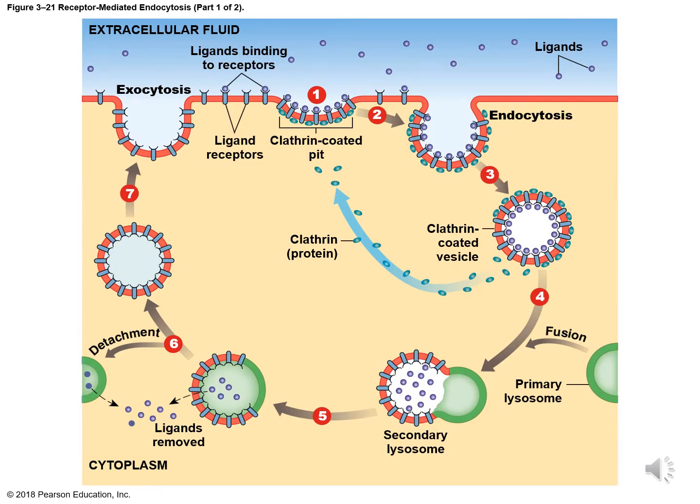Another type of active transport is going to be vesicular transport. A vesicle is a large empty sac. We'll fill it up with material and then we'll move it into the cell.